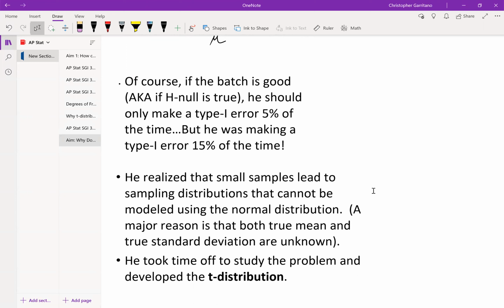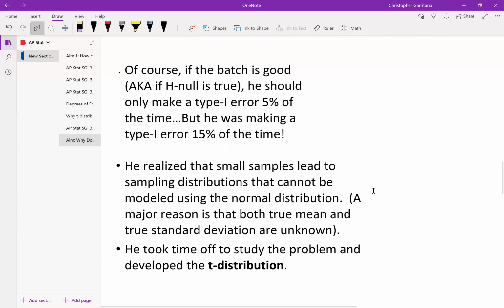And of course, one of the major reasons for this additional variability is what we discussed at the beginning of the video, the fact that not only is the mean unknown for the parent population, but so is the shape and standard deviation. All right, so this guy actually took time off and went to study the problem, and he developed something called the t-distribution. And he noticed that when he applied this distribution to his practice, he was making the more appropriate type 1 error about 5% of the time.